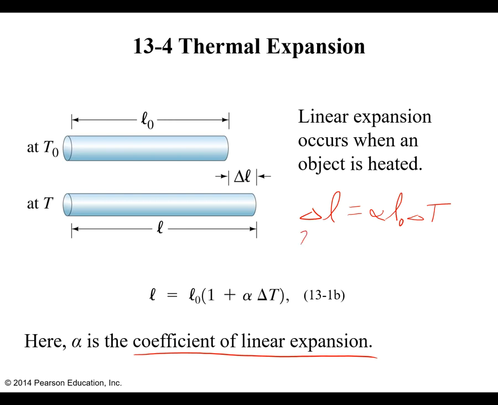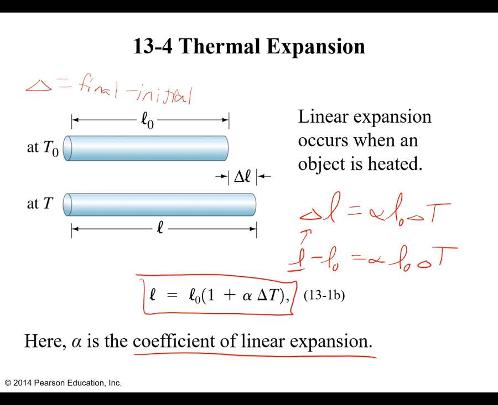Okay, now remember this delta symbol? If you don't, here's your reminder. Delta means final minus initial. So that means that we're talking about a final length minus some initial length. And that's going to equal the coefficient times the initial length times the change in temperature. Well, if we solve for your final length, then you end up getting this equation here. So the final length of an object is going to equal its initial length times 1 plus the coefficient of linear expansion times the change in temperature.